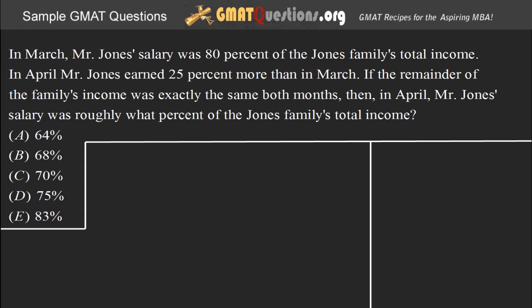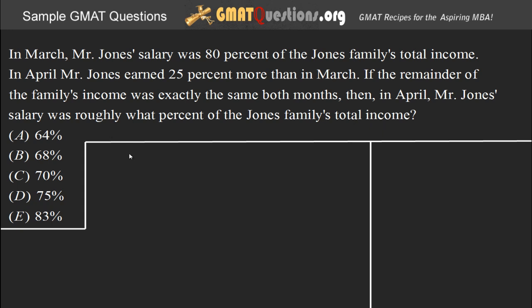Hi, this is a GMAT question from gmatquestions.org. Let's read the question. In March, Mr. Jones' salary was 80% of the Jones family's total income. In April, Mr. Jones earned 25% more than in March. If the remainder of the family's income was exactly the same both months, then, in April, Mr. Jones' salary was roughly what percent of the Jones family total income?